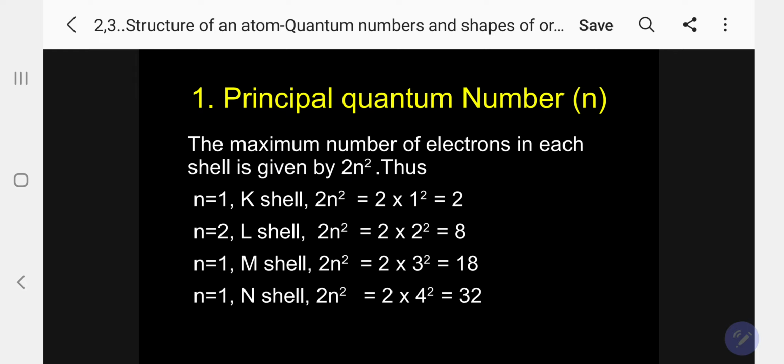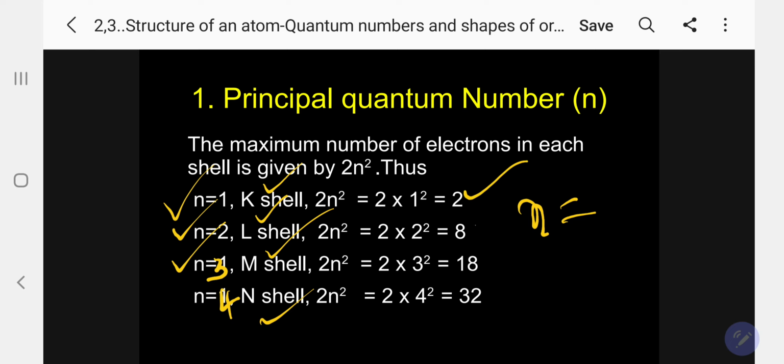Now, principal quantum number n, the maximum number of electrons in each shell is given by 2n square, where n is the shell number 1, 2, right. When n equal to 1, first level, K shell, n equal to 2, L shell, n equal to 3, M shell, n equal to 4, N shell. So, the formula is 2n square. First, 2 into 1 square, 2. 2 into 2 square, 8. 2 into 3 square, 18. 2 into 4 square, 32. Kindly follow.